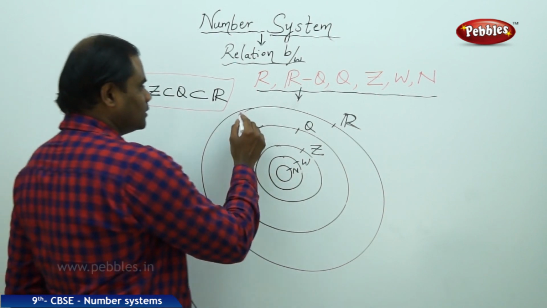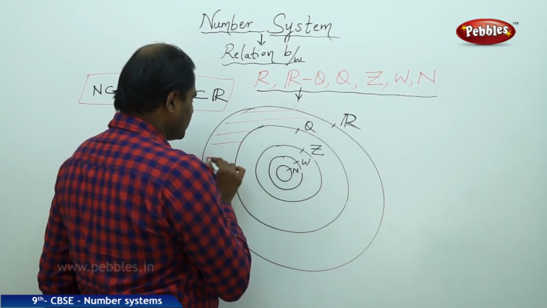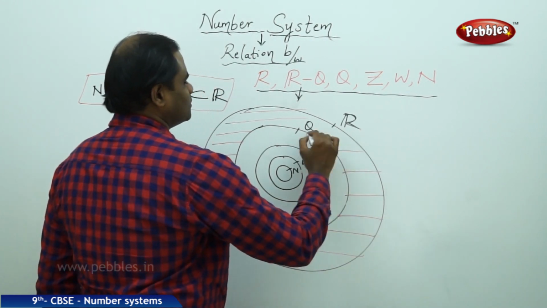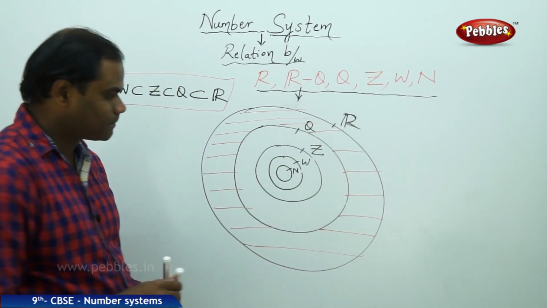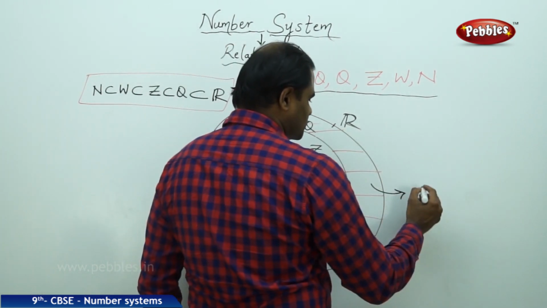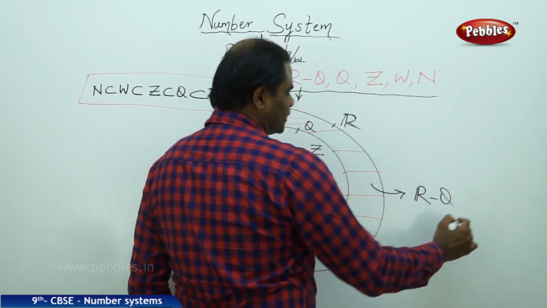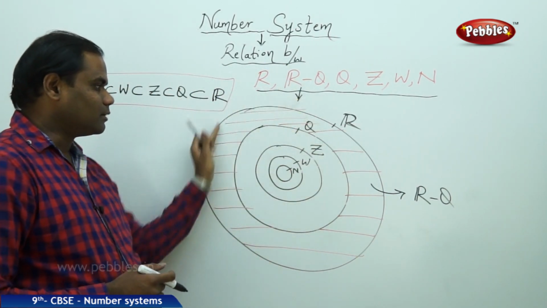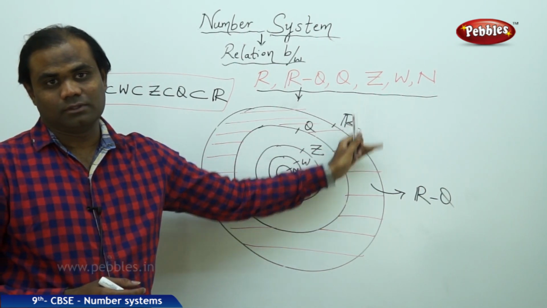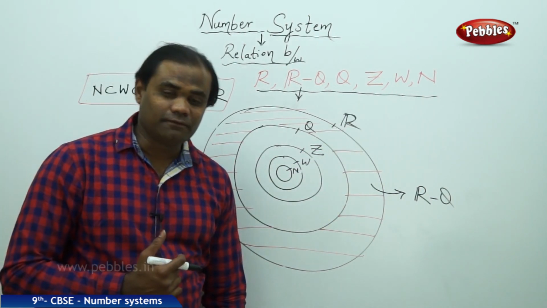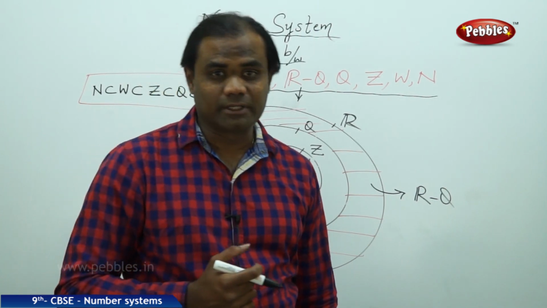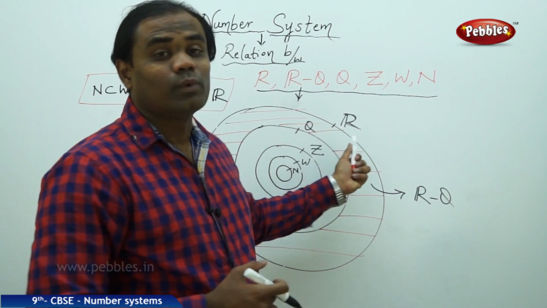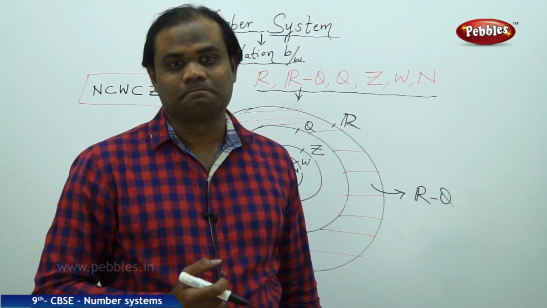And more importantly, this region between the rational numbers and the real numbers is the irrational numbers, which is represented here. So this region represents all the irrational numbers which lie between the rational and real. This is how we understand the different sets of numbers in mathematics, which are interlinked to each other through this Venn diagrammatic representation.